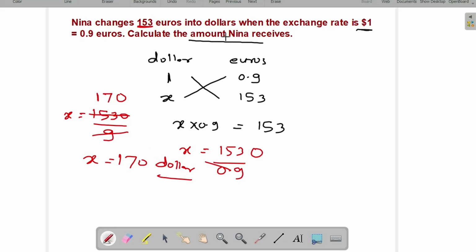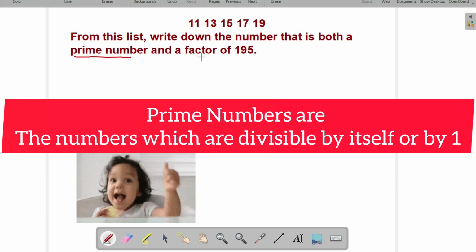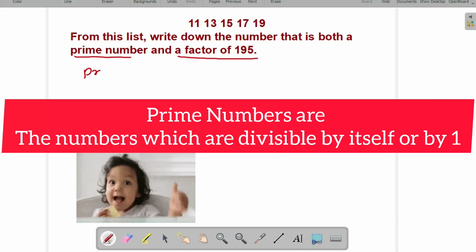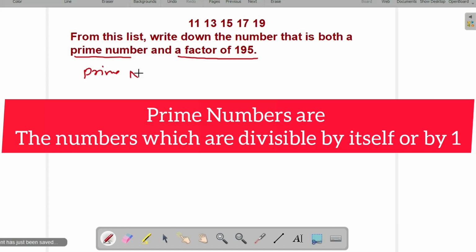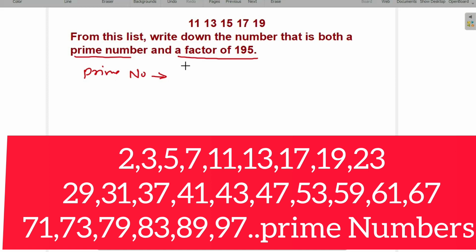Okay. Now from this question, from this list 11, 13, 15, 17 and 19, write down the number that is both a prime number as well as a factor of 195. So first of all, we will try to understand what a prime number is. The number which is divisible only by 1 or itself is a prime number, or if the number does not have any factor except 1.